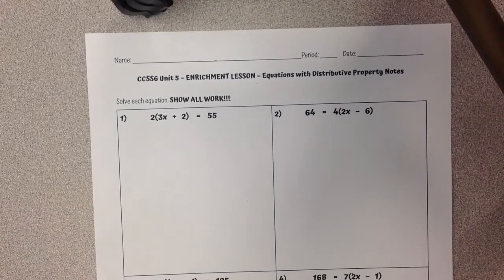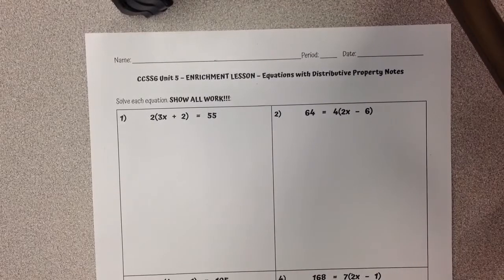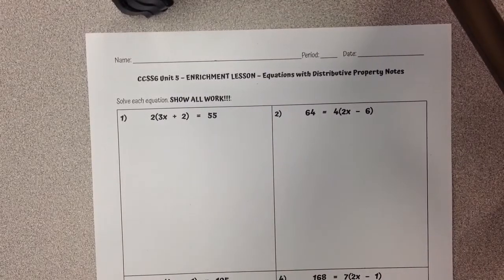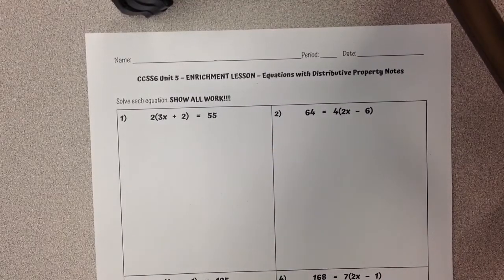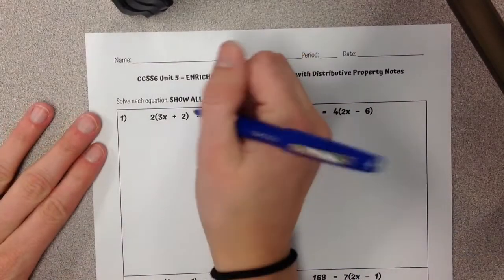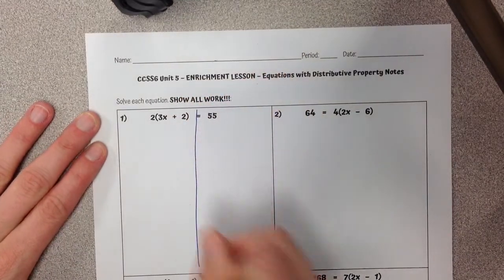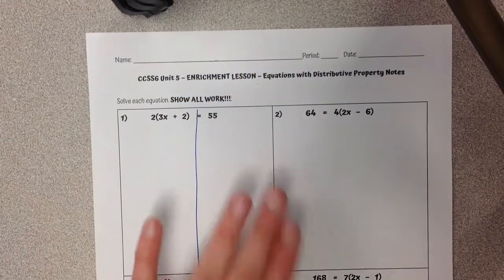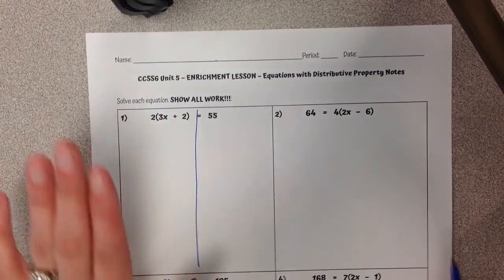For this enrichment lesson, we are going to focus on equations with the distributive property. So you already looked at two-step equations. These are kind of three-step equations when we add in these parentheses with the distributive property. So as always, first thing I'm going to do is draw my line down the equal sign. Whatever I do to the left, I should also be doing to the right.